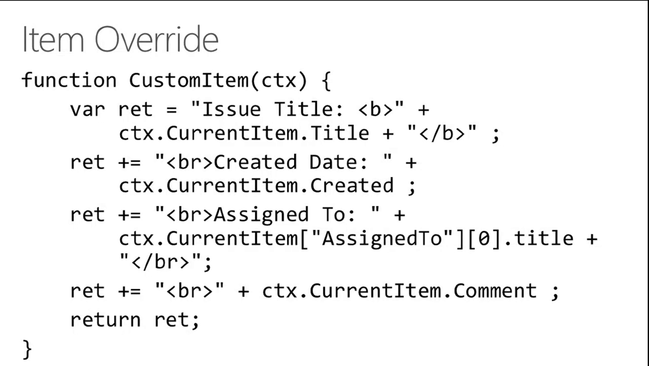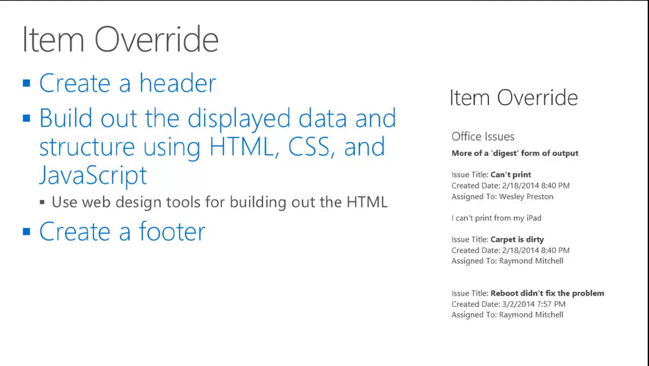But at the end of the day, I'm just building a string. I hope that you guys can build much better ones than me. This is a really lame example, but what you're seeing on the right there is kind of a digest form of an output. I've got some information in the header where it's saying more of a digest form, and then I'm going through my items one by one that show up in that view, and I'm pulling it all together. I made some stuff bold, and I put some text in there.